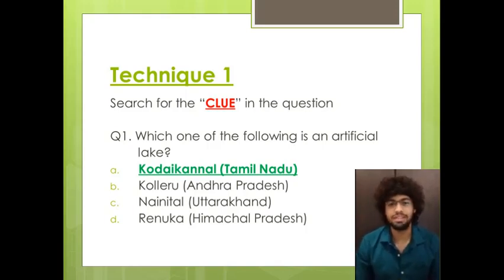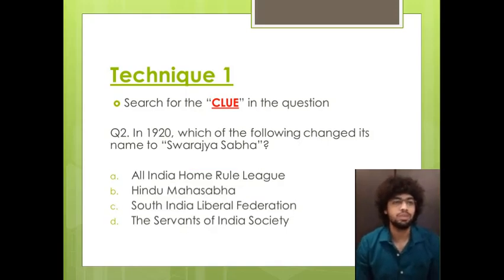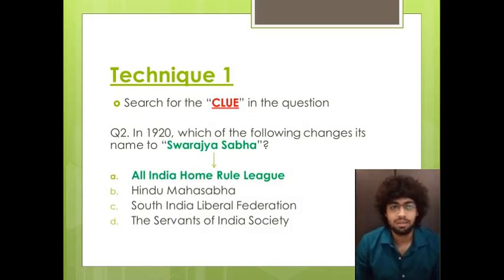Now let's apply this technique and study one more question. In 1920, which one of the following changed its name to Swarajya Sabha? Now once again, if you have a look at all the four options, then you can see that in option A, the All India Home Rule League has been mentioned. And if you take the literal meaning of the league, that is All India Home Rule League, then you can come to know that Swarajya in literal terms means home rule. So the correct answer for this question is option A.